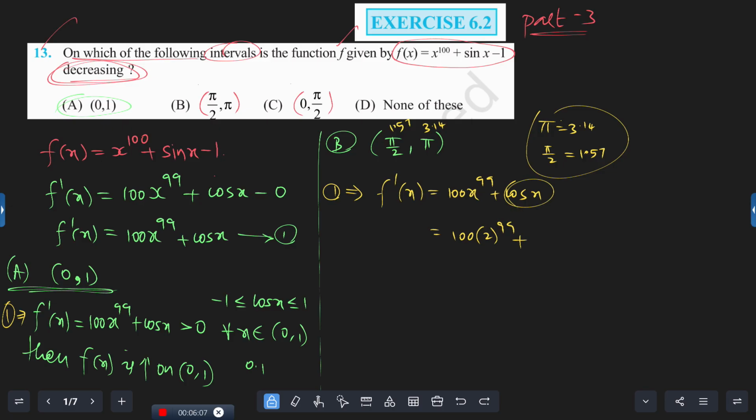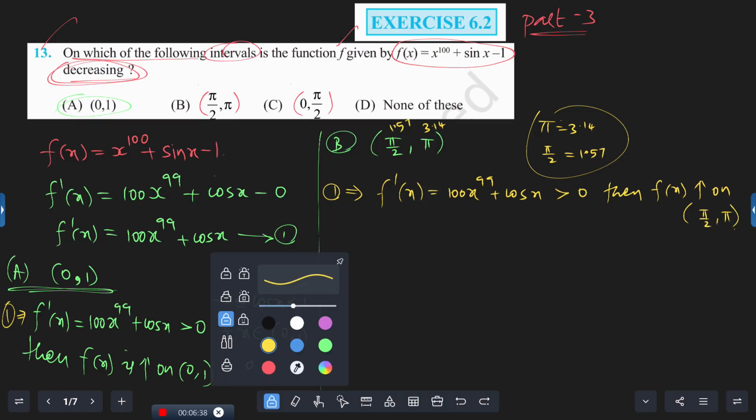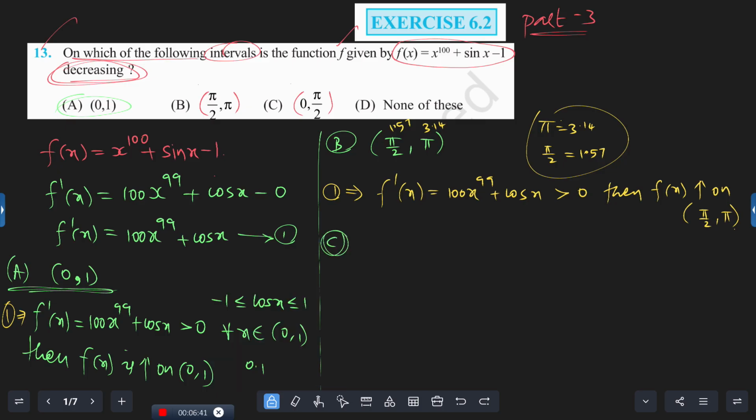What is the range? Minus 1 to plus 1. When you give that, say the highest number 1 or the smallest number minus 1, this is a big number, so you never get a negative answer. Surely this is greater than 0. Then what can we say? f of x is increasing on pi by 2, pi. Understand? That's it. Option B, sorry, C will go.